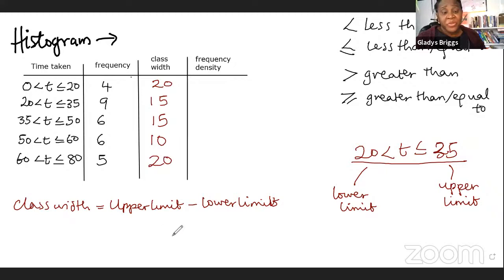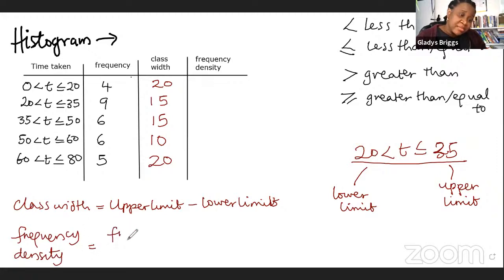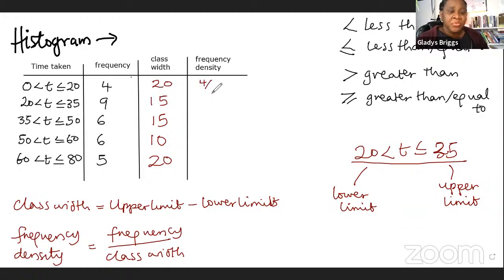Now you need to work out the frequency density. The frequency density is equal to the frequency divided by the class width. So we're taking our data, the class width, to represent the data here, okay? So the frequency divided by the class width. So here would be 4 over 20.